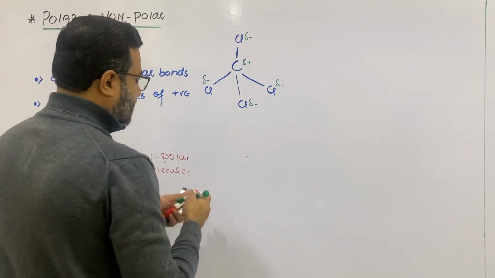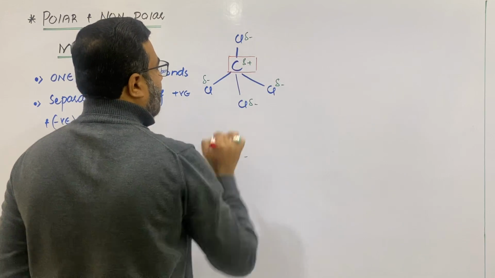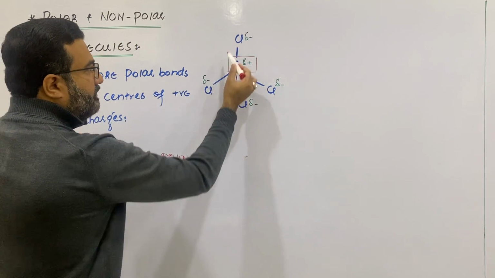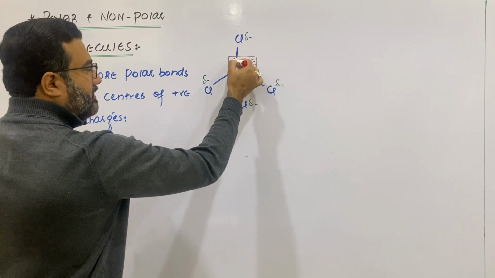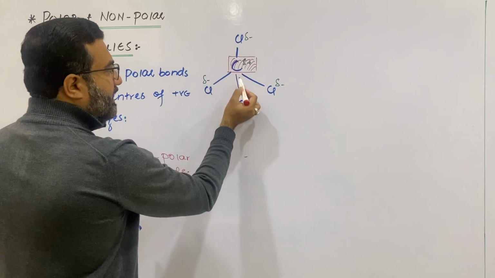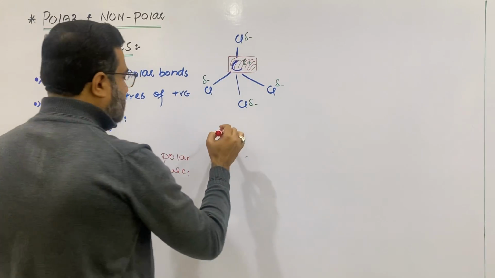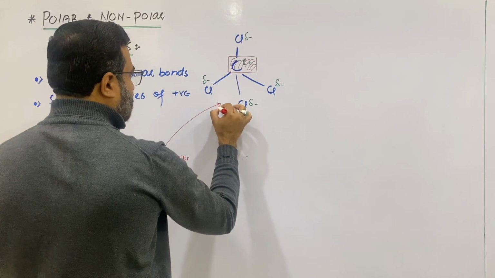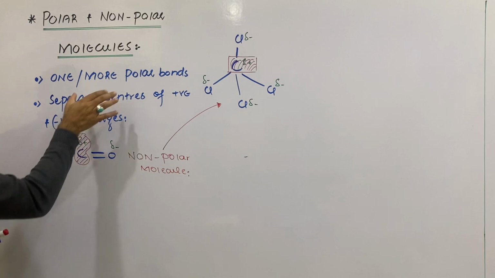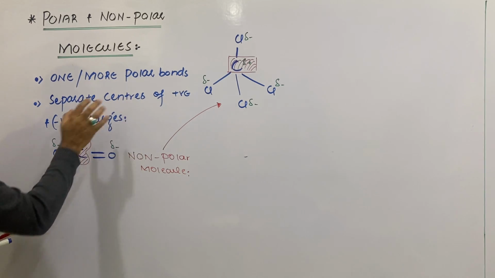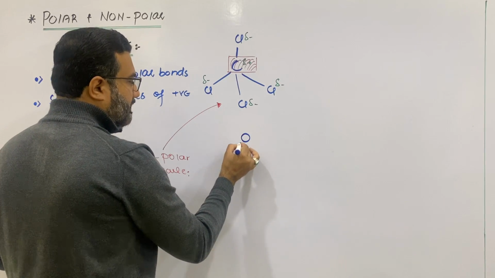Now the second condition: the center of positive charge is obviously this carbon, and you can see that the center of all these four negative charges is also this carbon. So again, the bonds are directed in such a way that the center of both positive and negative charges is the same. So that will also be considered as a non-polar molecule. For any molecule to be polar, these two conditions should be simultaneously fulfilled. Now let us see another example in which we will talk about water.